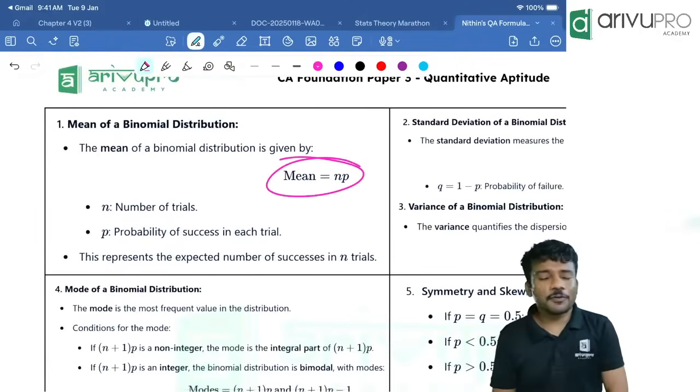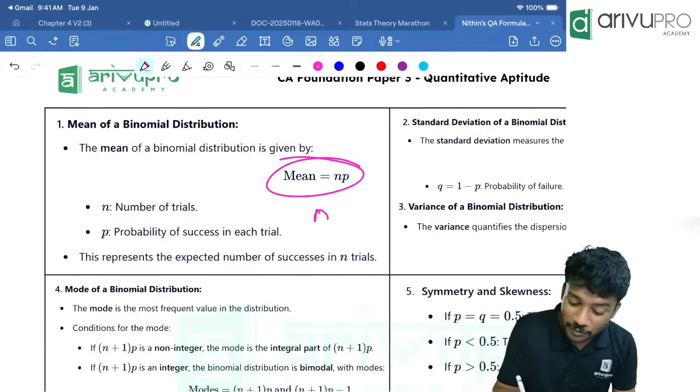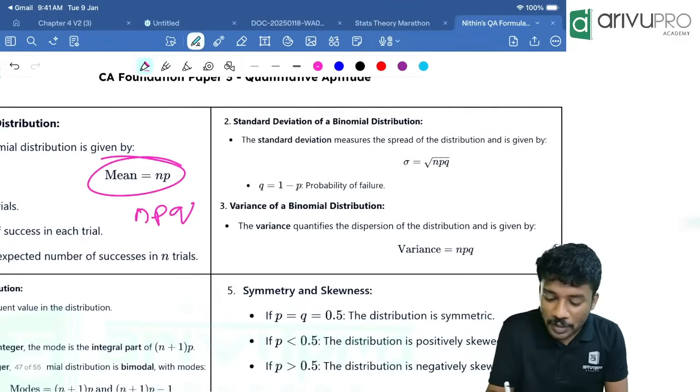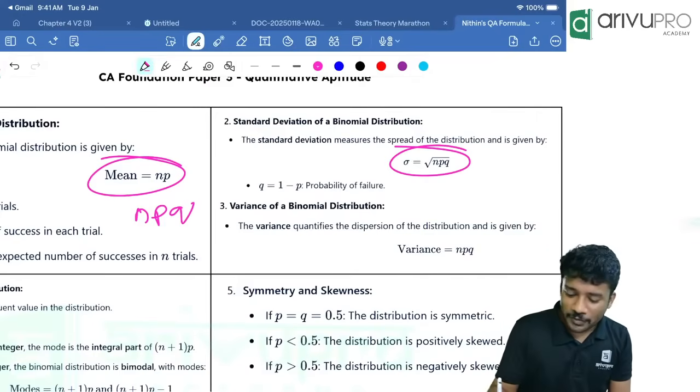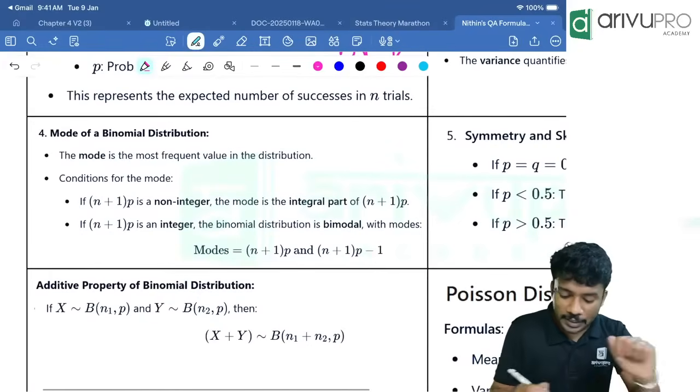What is the formula for mean in terms of binomial distribution? NP. What is the formula for variance? NPQ. Then, one important thing: standard deviation will be what? The root of NPQ. Variance is, as we already said, NPQ. Then mode. It is very important.